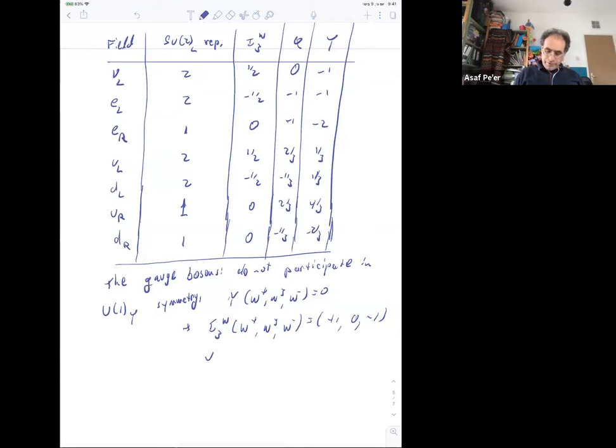And similar for the photon, right? Y_B is I3 weak of B, which is 0. The same for the photon, there is no charge.